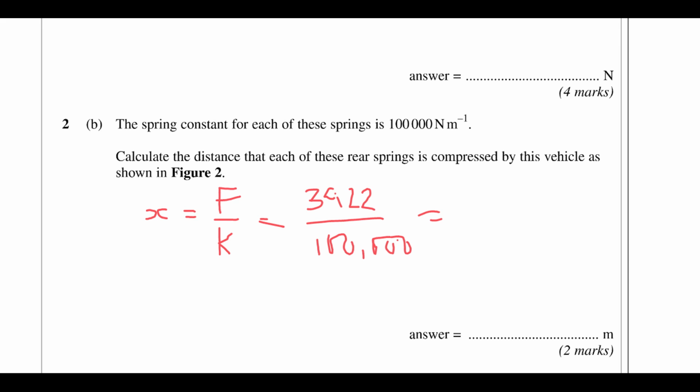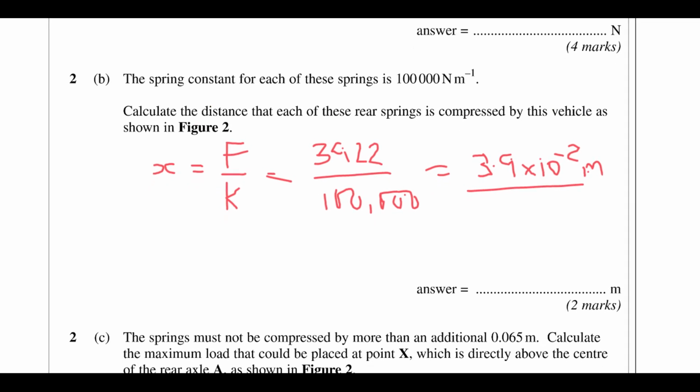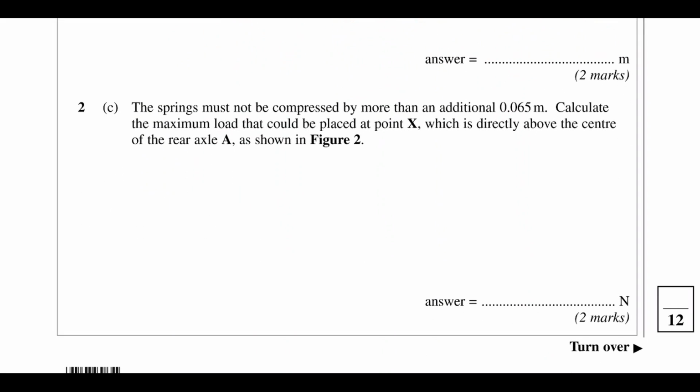So then we can see that we're going to end up with 3.9 times 10 to the minus 2 meters as the compression of each spring, or change in length of each spring. Okay. The springs must not be compressed by more than an additional 0.065. Calculate the maximum load that can be placed at point X, which is directly above the center of the rear axle A.